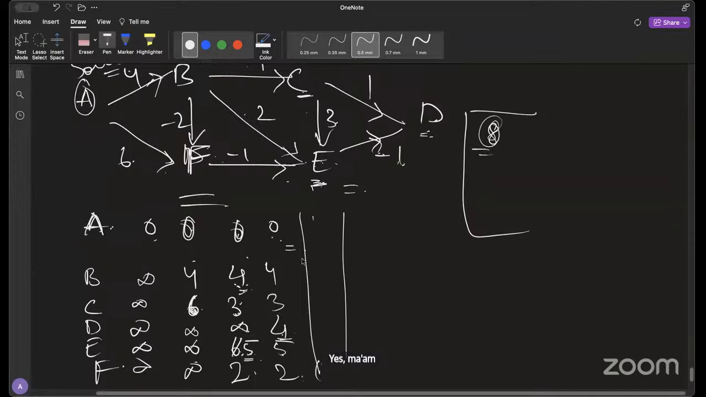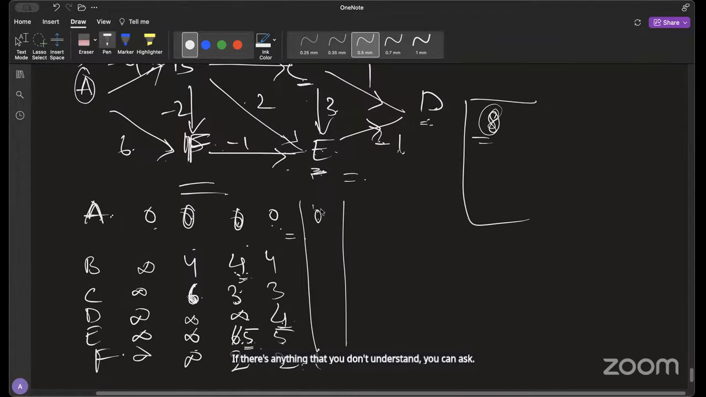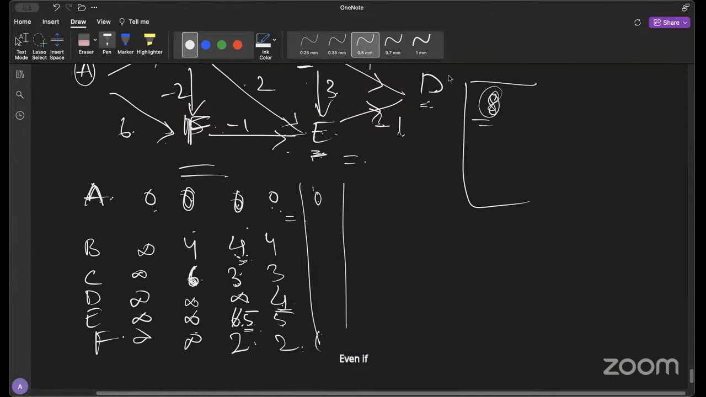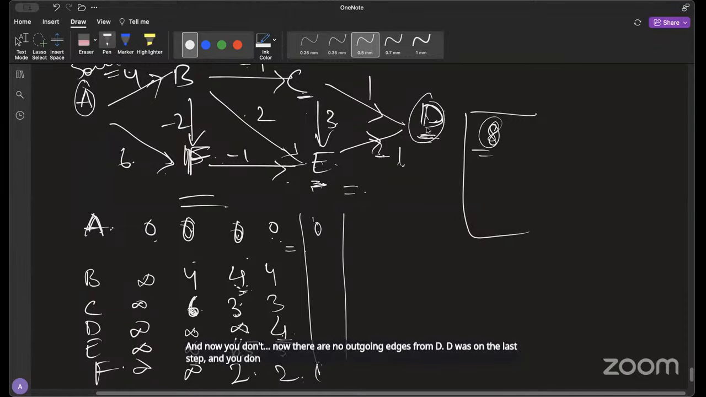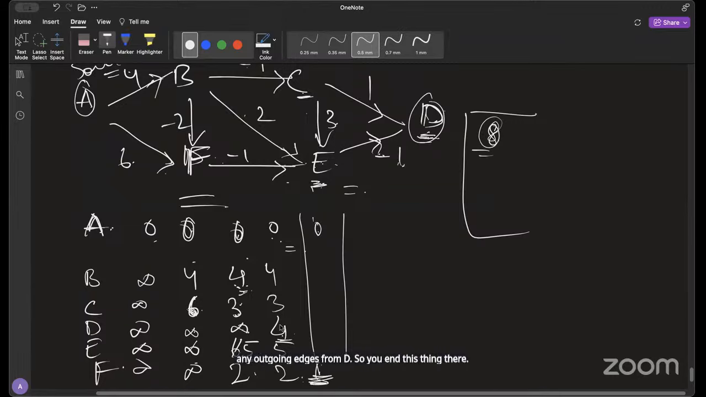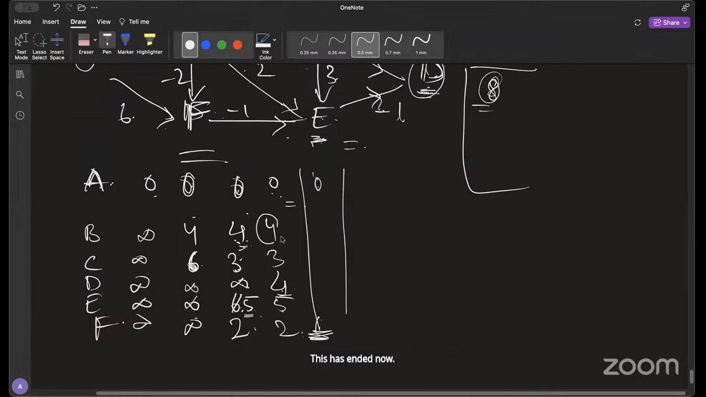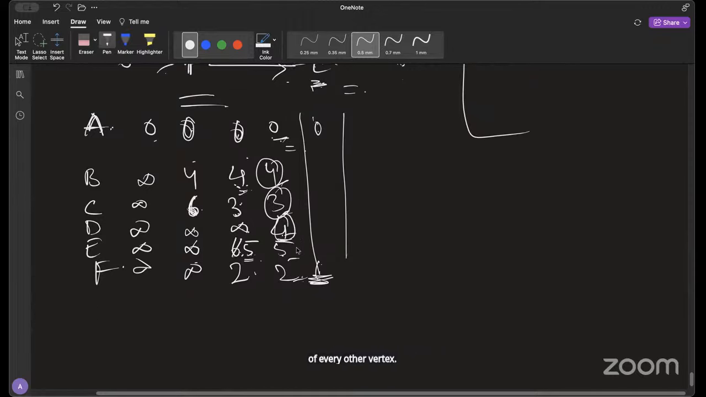Yes, ma'am. If there's anything that you don't understand, you can ask. Because even if you perform any more, you'll end this thing here because you've reached D. And now there are no outgoing edges from D. D was on the last step and you don't have any outgoing edges from D. So you end this thing here. This has ended now. These are going to be the minimum distances, the shortest distances from source A to every other vertex. Is this fine?